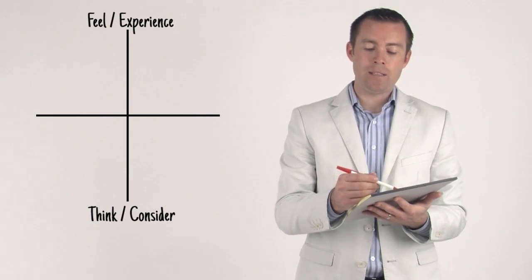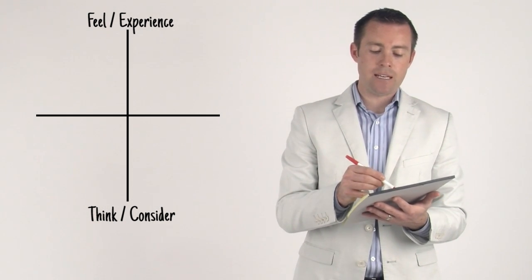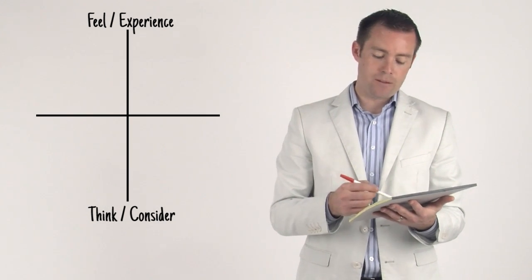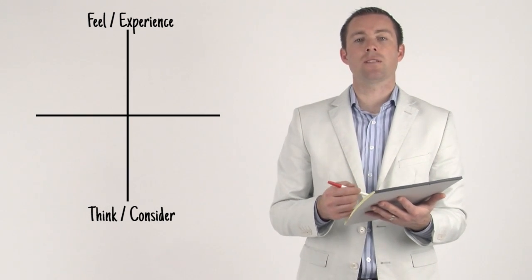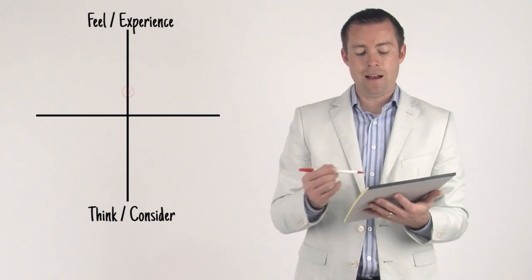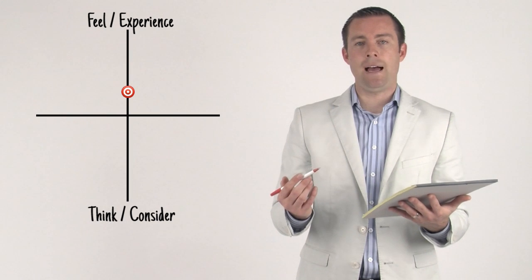It has to go on one side of the horizontal line or the other. So if you're more feel experience, you put that dot closer to feel experience wherever it falls in that line. If you're more think consider, you put it down towards the bottom. So you have a dot put on that line. For me, I'm a little bit more feel experience, so a little bit above the middle line.